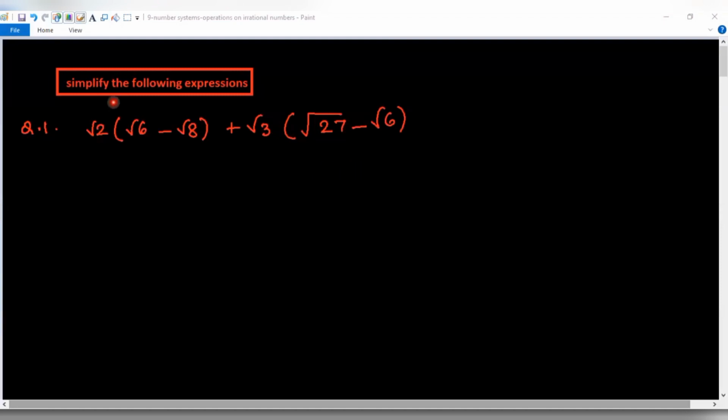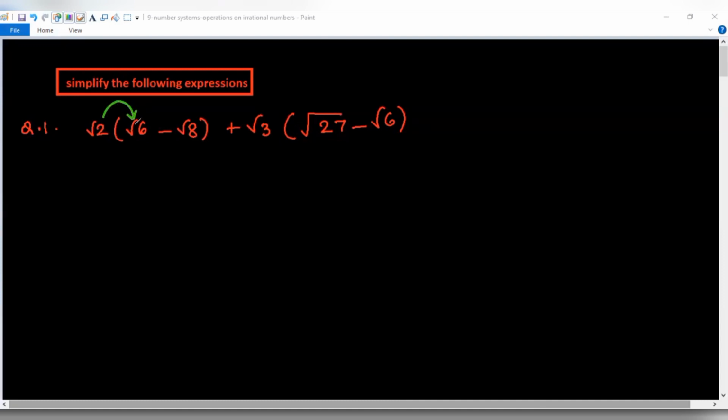In this video, we are going to simplify some expressions which include irrational numbers. Okay, this is our first question. Root 2 into (root 6 minus root 8) plus root 3 into (root 27 minus root 6). At a glance, we know that we cannot apply any identities over here. So what we have to do next is just open the bracket.